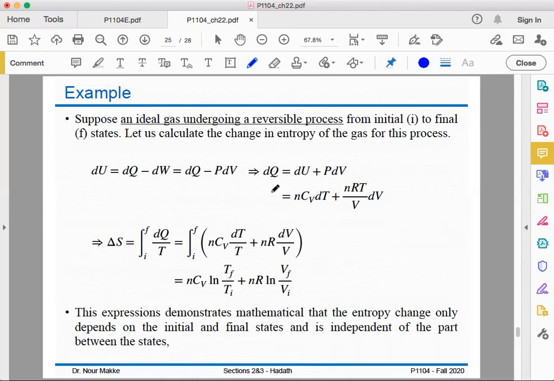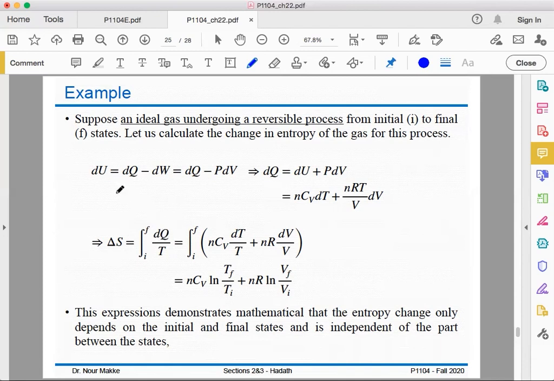Just one example of how to calculate, for example, the change in entropy. Let's suppose that you have an ideal gas which is undergoing a reversible process from some initial state to some final state. And you want to calculate the change in the entropy of the gas for this process. So how are we going to do it? We know that delta S is equal to the integral from initial to final state of dq over T, right? So we have to determine how much dq is.